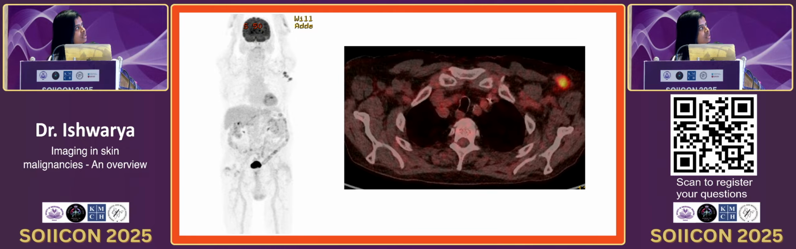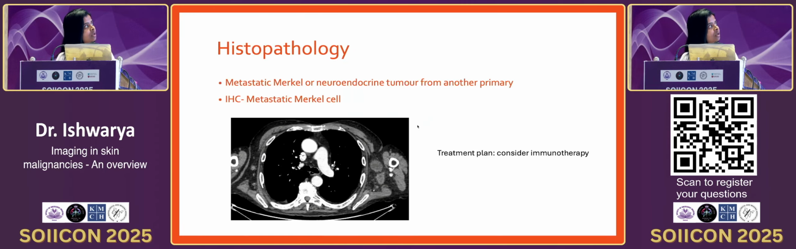We do a PET CT and we find all these new left axillary metastatic nodes. And the baseline CT before starting the treatment showed a further increase in size of the node, and treatment was planned for immunotherapy. You can see the enlarged left axillary nodes.